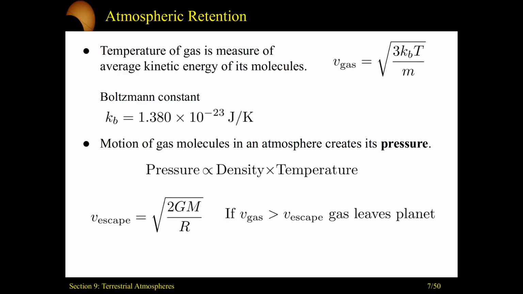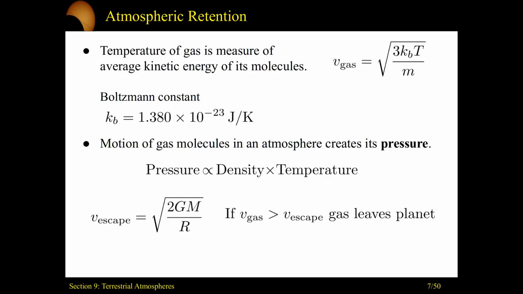So what do we mean that the gases could float away? Let's define some properties. If you take the temperature of a gas, that's effectively a measure of the average kinetic energy of the molecules in that gas. And an expression describing this says that the velocity of a gas is equal to the square root of 3 times what's called the Boltzmann constant, k, times T, the temperature of that gas, divided by the mass of the molecule.